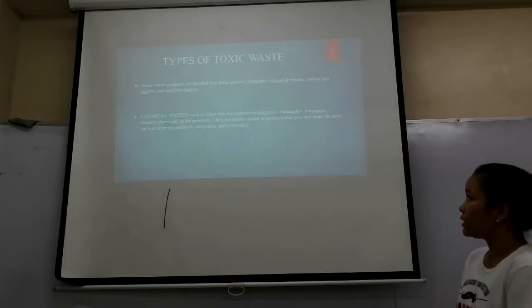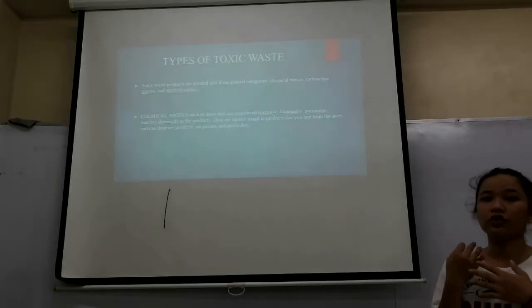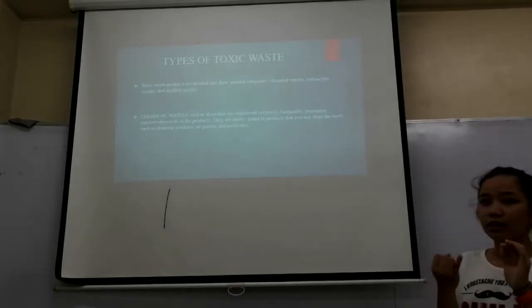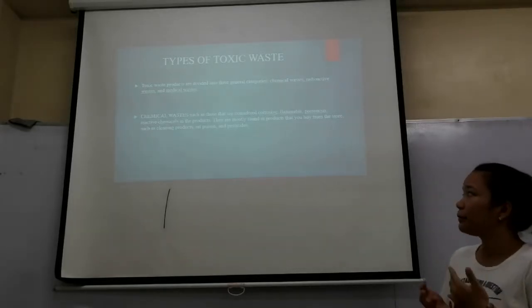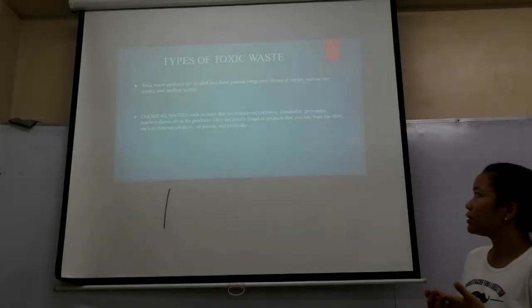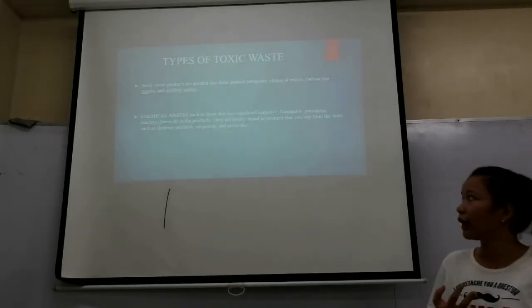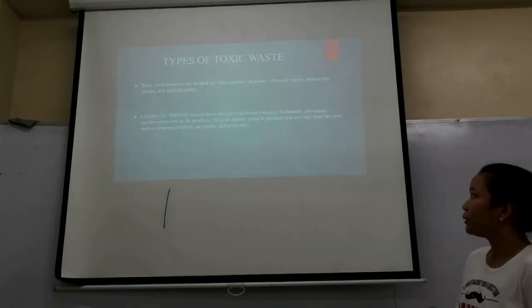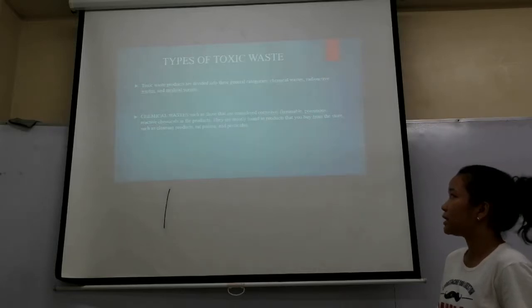Types of toxic waste. So, toxic waste products are divided into three general categories: chemical waste, radioactive waste, and medical waste. Chemical waste includes chemicals that are considered corrosive, flammable, poisonous, or reactive. They are mostly found in products that you buy from the store, such as cleaning products, rat poison, and pesticides.